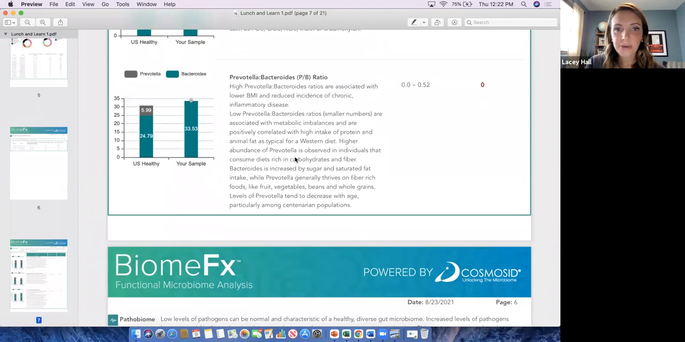And then this last ratio is these are species within Bacteroidetes. So we want to look at Prevotella to Bacteroides, the PB ratio. And our overall goal is to have just a nice balance here. Now, a lot of people don't have adequate amounts of Prevotella.